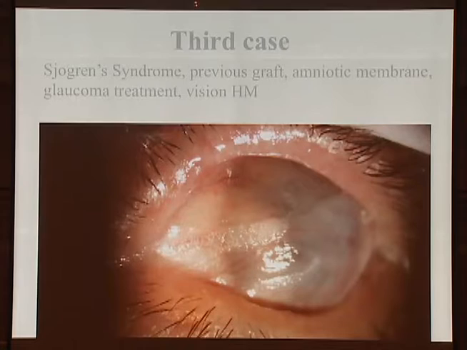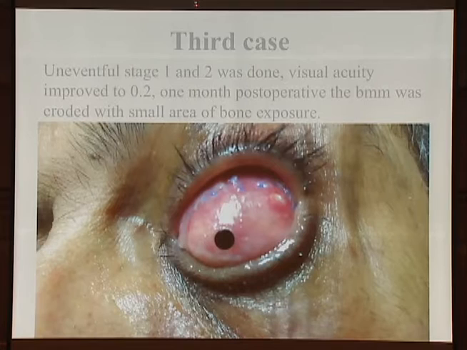The third case was a 67-year-old male with Sjögren syndrome, previous corneal graft, amniotic membrane transplantation, on glaucoma treatment, and the vision was hand movement. Uneventful stage 1 and 2, visual acuity improved to 0.2. 1 month post-operative, the buccal mucous membrane was eroded with a small area of bone exposure.